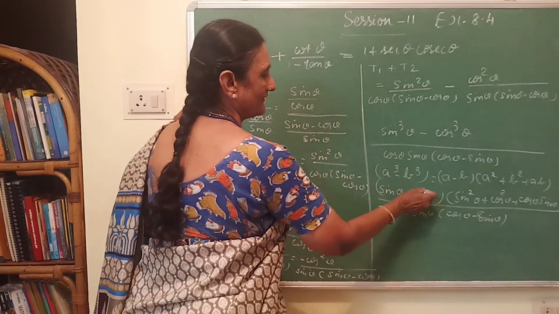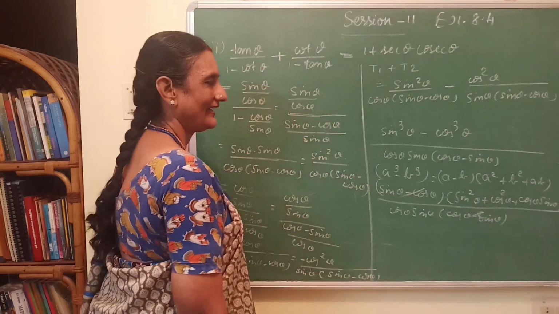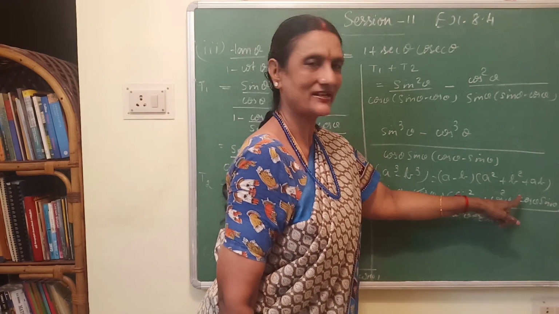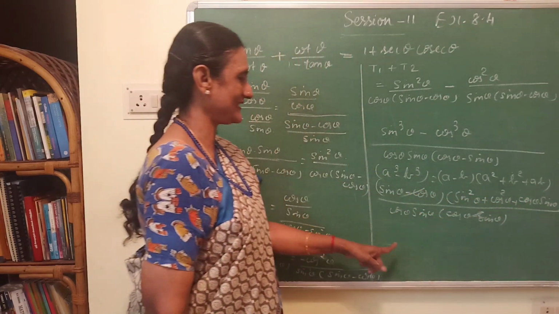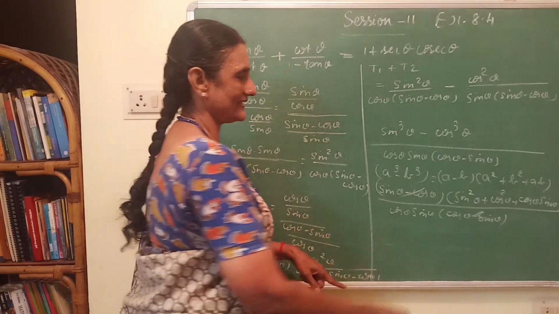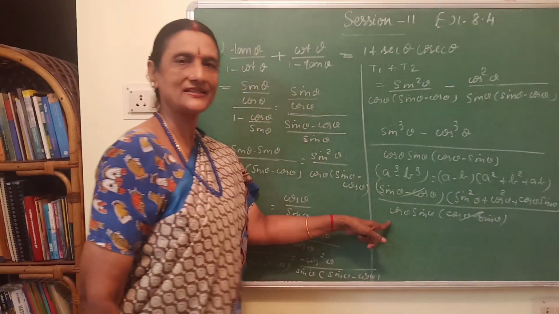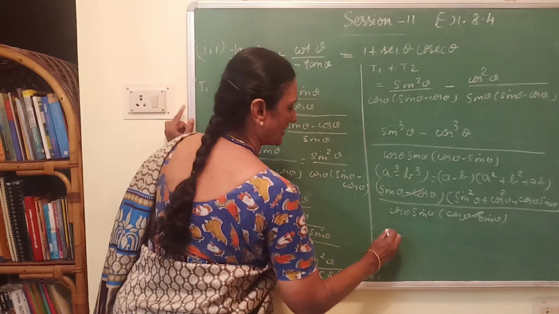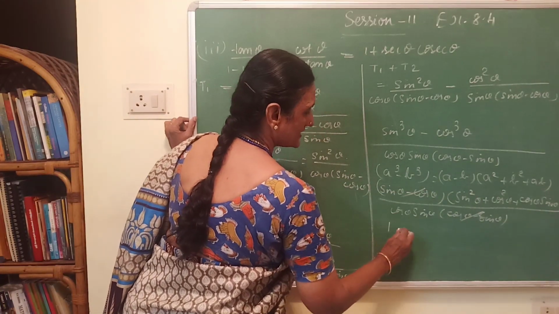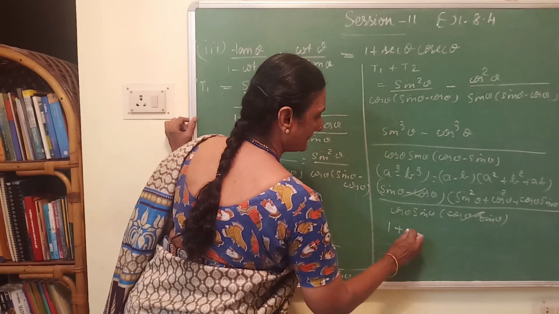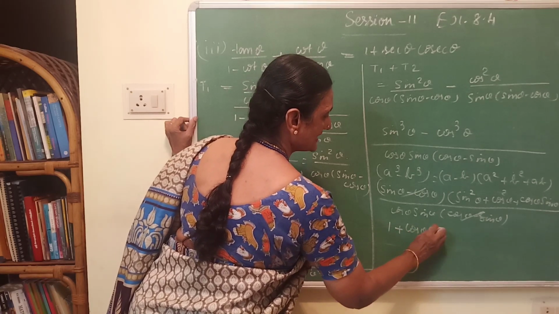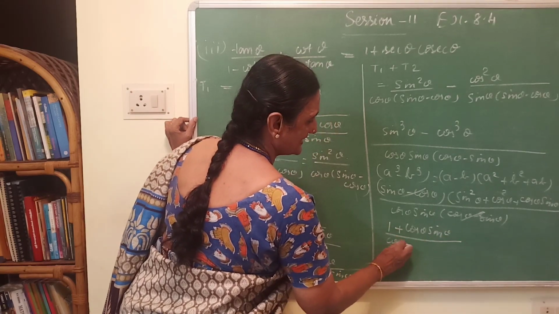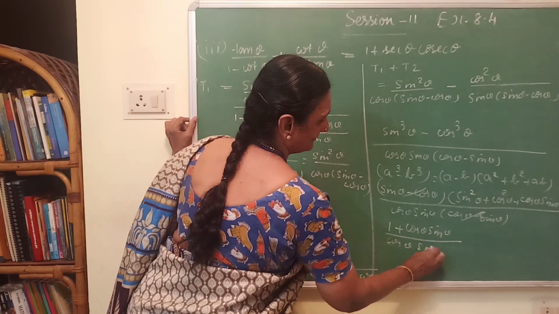Now here itself we can cancel both. If you cancel both, you have got sin square theta plus cos square theta plus cos theta sin theta in the numerator, whereas in the denominator you have only cos theta sin theta. So sin square theta plus cos square theta is 1. So I have got (1 plus cos theta sin theta) divided by cos theta sin theta.